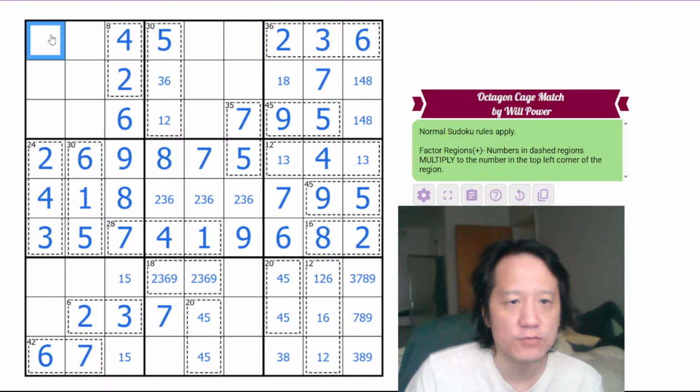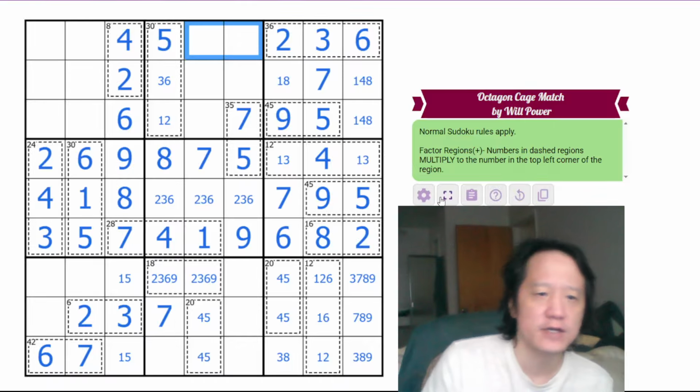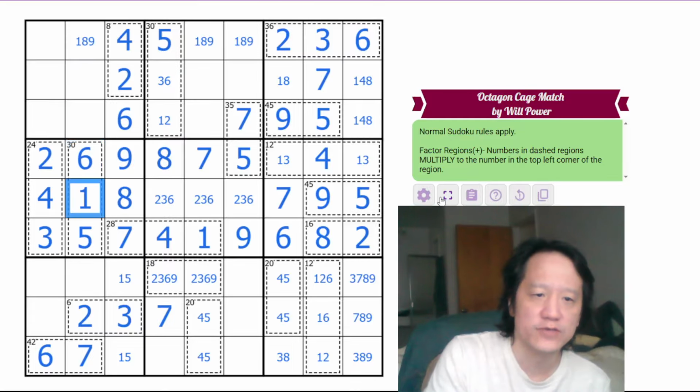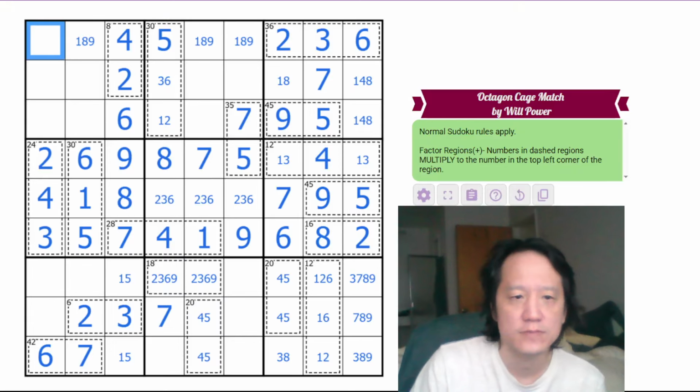Remaining digits in row 1. We have 1, 7, 8, 9. This can't be 7 because of the 7 in the box. And this can't be 7 because of the 7 in the column. Where is the 7 then in row 1? It has to be here.